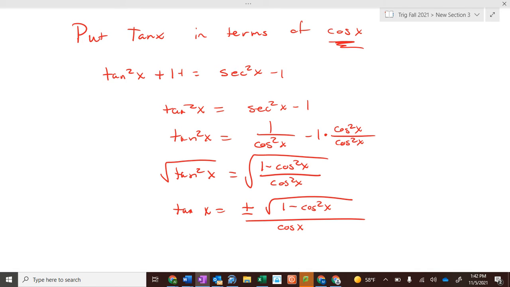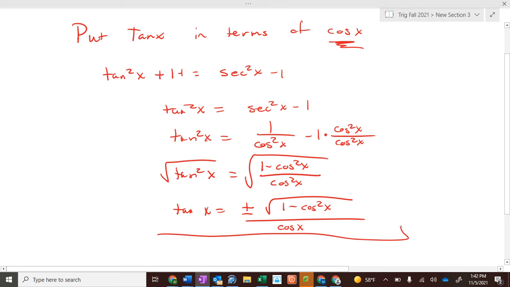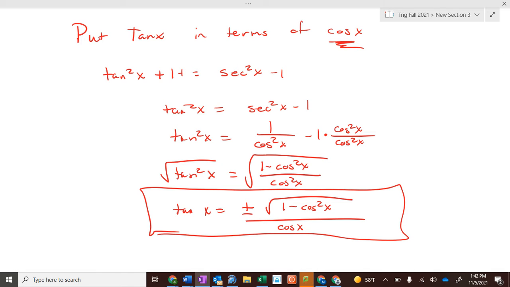The top, since there's addition and subtraction, I can't just take the square root of 1 and the square root of cosine squared to get like 1 minus cosine. It just has to stay in the square root. So, solving for a function. Can you do that? Should we do one more?